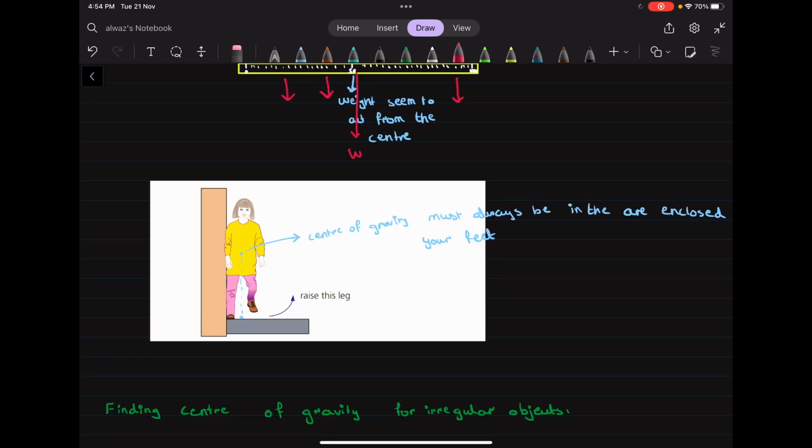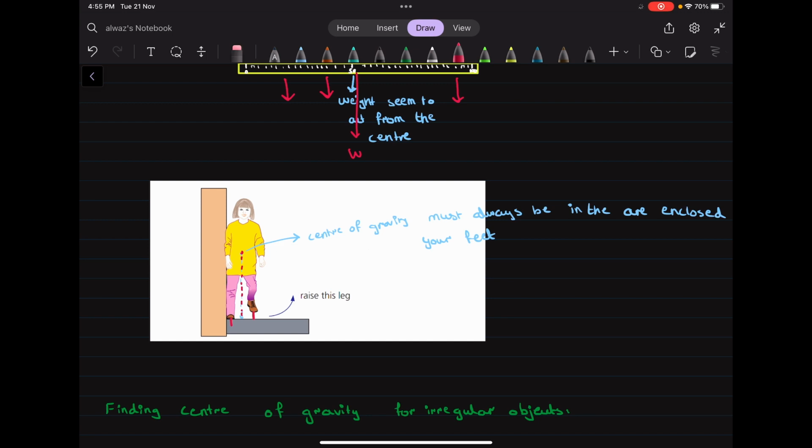Okay, so another example we can see is this human figure. For humans to be able to stand, we need to have our center of gravity between our 2 feet. Now, if you try to stand with a wall next to you and you lift one foot up in the air, you'll see that you cannot balance. This is because once you start lifting your foot up, your center of gravity, which acts in the center, will not be between your 2 feet.